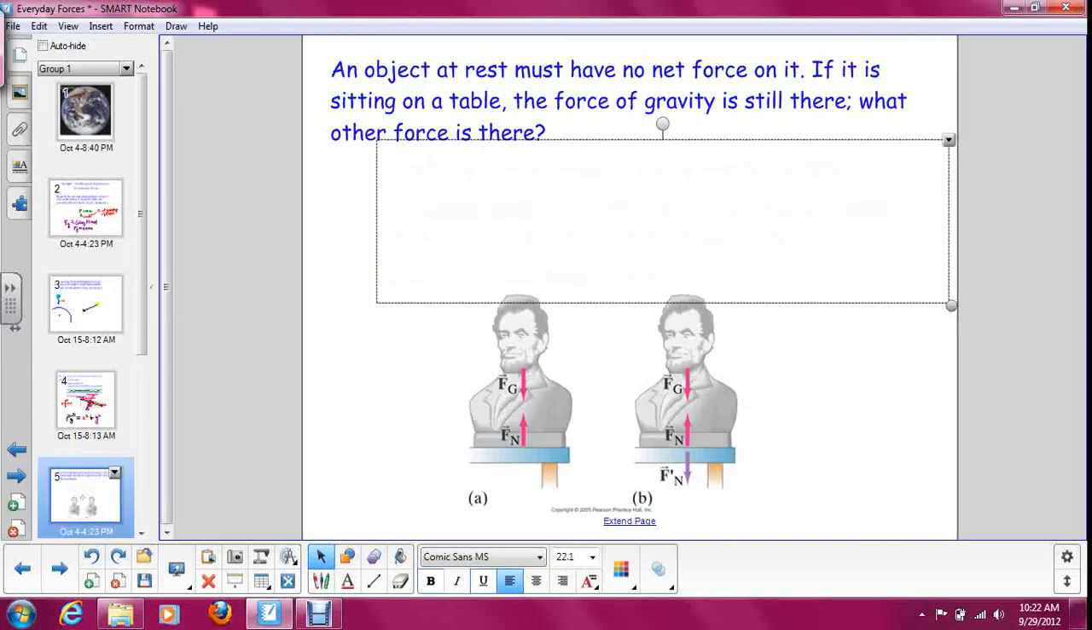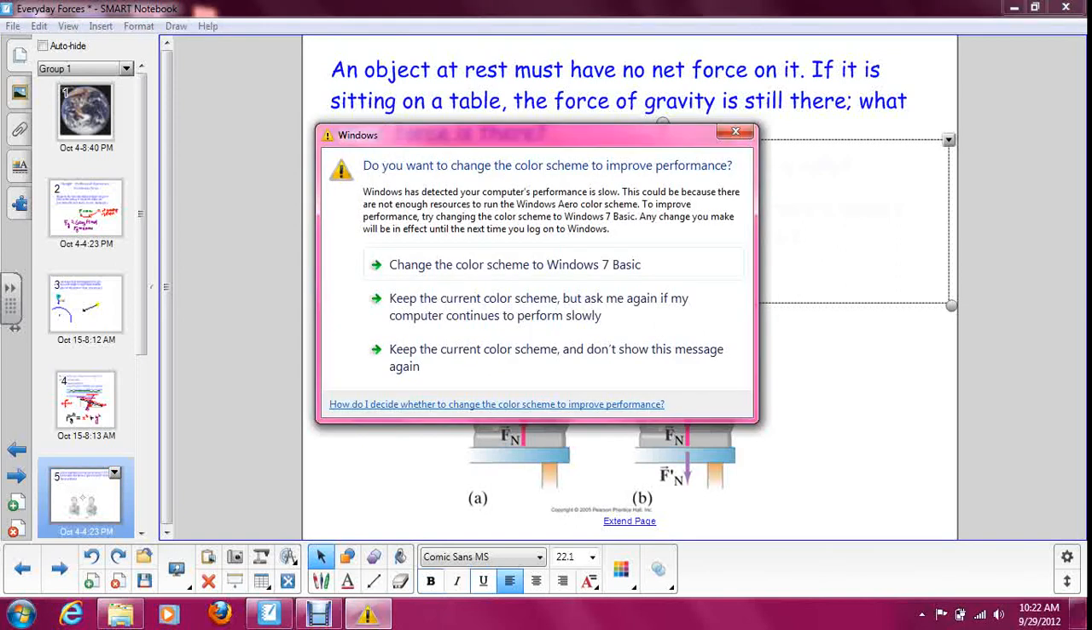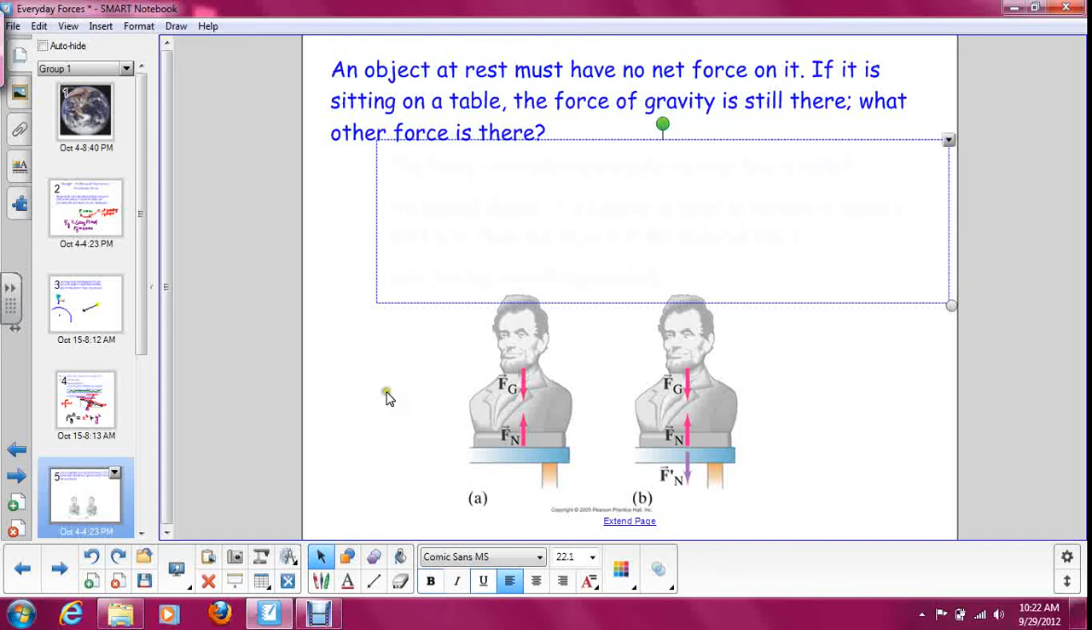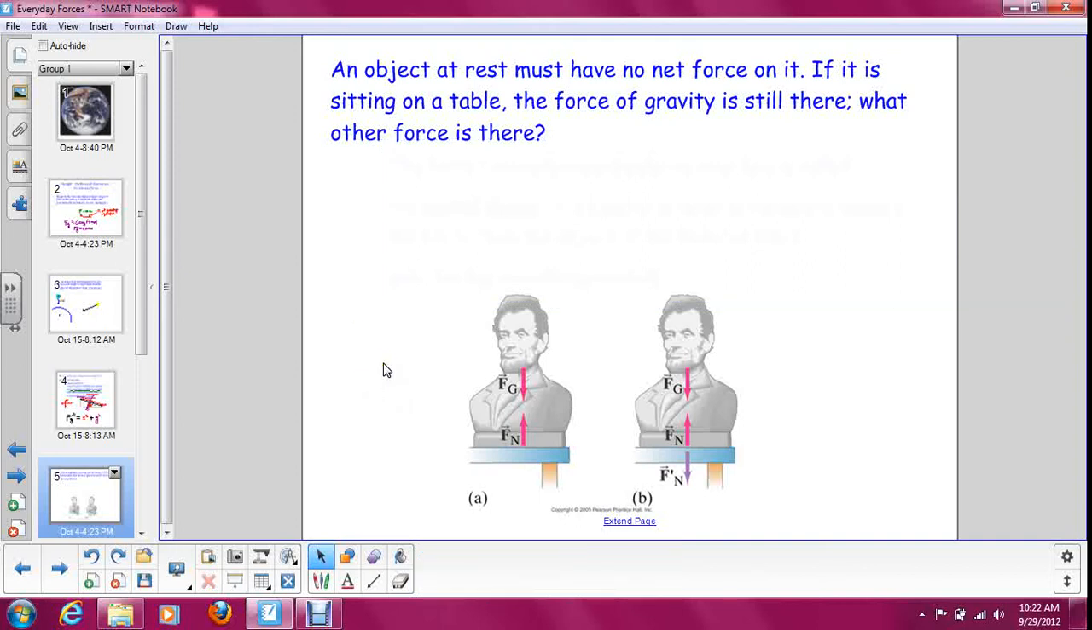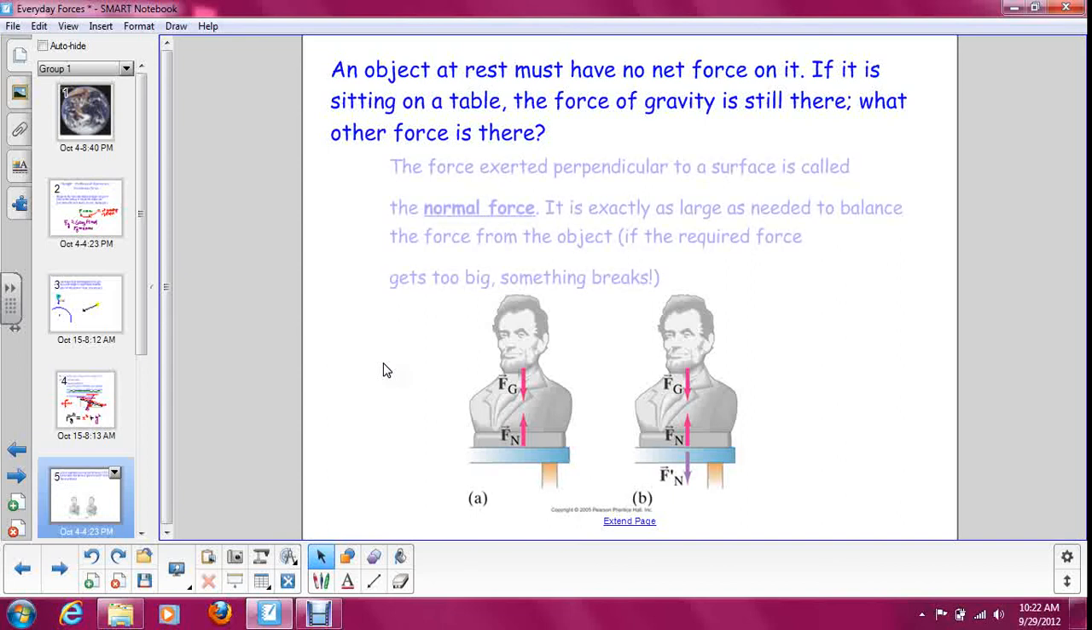So when we have an object at rest, we know there must be no net force acting on it, and that is Newton's second law. If our object at rest is sitting on a table, the force of gravity is still there. It's not like the force of gravity went somewhere else. But if the force of gravity is there and it's not accelerating, there also has to be a force counteracting gravity. So there is always a force exerted perpendicular to the surface, called the normal force, which counteracts gravity.